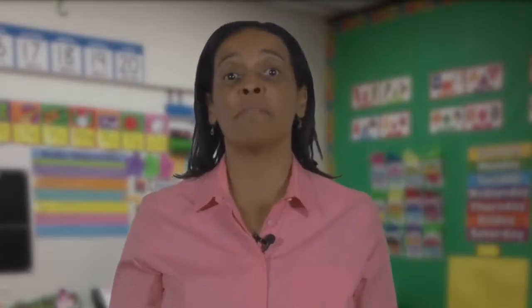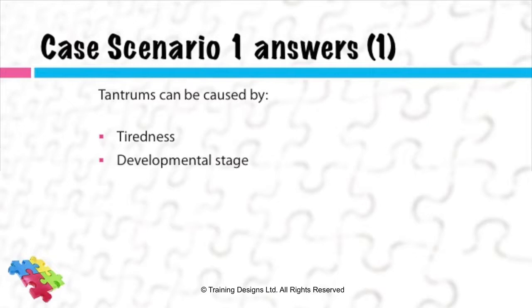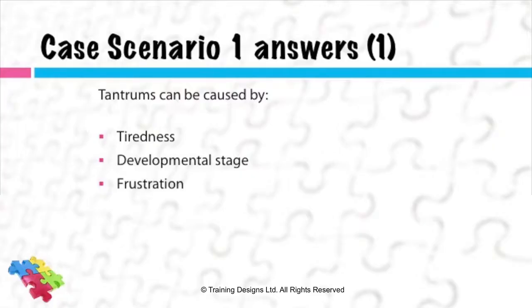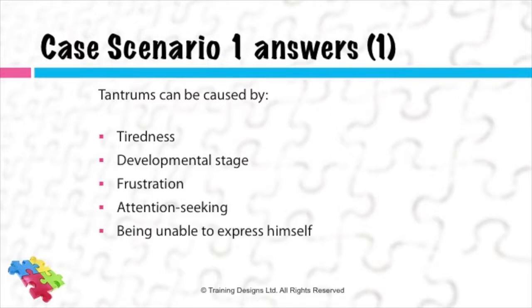So, tantrums can simply be caused by tiredness. And looking at the developmental stage, tantrums typically occur around the age of 2 to 3 and if managed well can be a normal part of development. Or maybe frustration, as perhaps the child has not been allowed to carry out an activity as it's time to go home. It may also be attention seeking, as the child wants you to pay attention to him and the only way to do this is to have a tantrum. And a tantrum may also be due to the child being unable to express himself verbally.